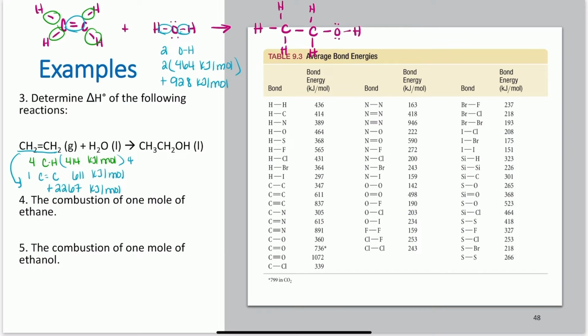And for ethanol, I'm breaking 1, 2, 3, 4, 5, or not breaking, sorry. I'm forming 5 carbon-hydrogen bonds. So 5 times negative 414 kilojoules per mole. Remember, it's negative because the bond is forming, so it's releasing that energy. I've got 1 carbon-carbon bond here, which I forgot to write down. So let's see, 347.